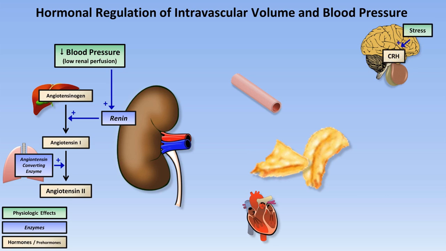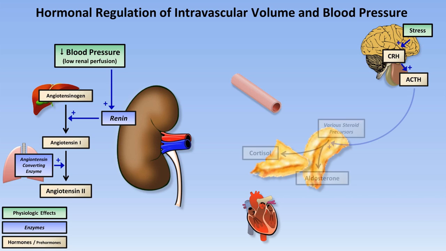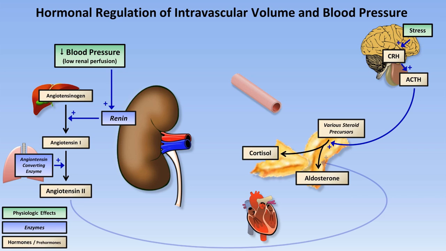Simultaneous to that, CRH produced by the hypothalamus under the influence of physiologic and emotional stress promotes release of ACTH from the anterior pituitary, which then travels to the adrenals. In the adrenal glands, ACTH stimulates conversion of various steroid precursors, both to aldosterone as well as cortisol. Another major action of angiotensin 2 is to further stimulate the production of aldosterone specifically.